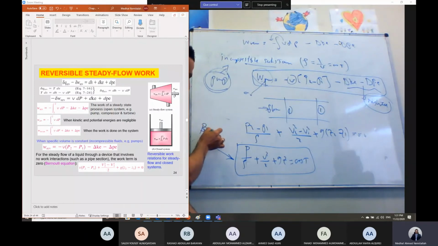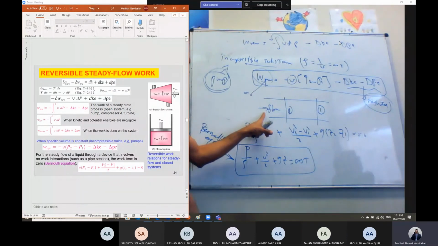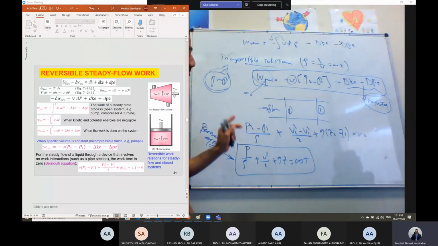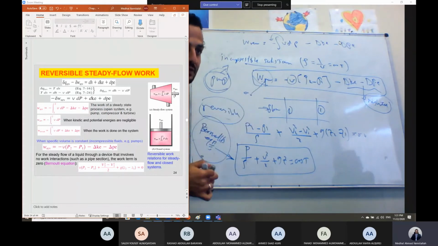This is what? In physics. Yes, this equation is Bernoulli's equation. So if we have a flow moving from section 1 to section 2, based on the reversible condition, because the Bernoulli equation is applied under the reversible condition, we don't have any kind of losses. We assume we don't have any losses, and based on this, we calculate the reversible work.